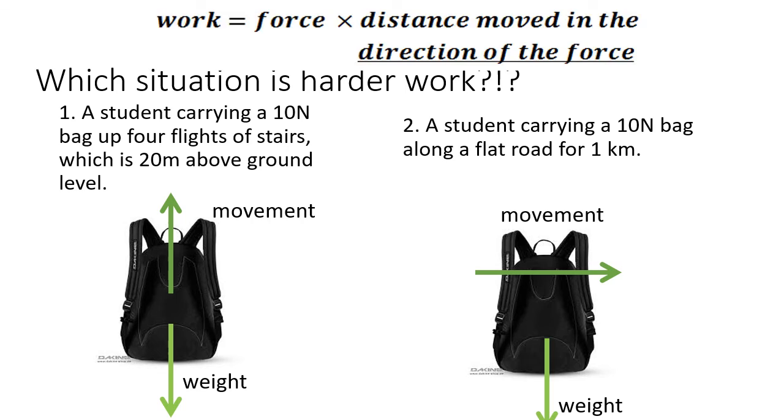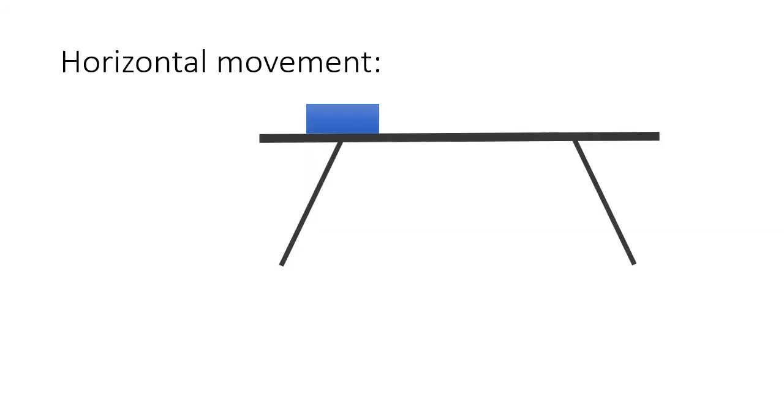According to the definition I have told you, the force and distance should be in the same direction or parallel to each other. There is another example of considering the direction. You can see if a box is placed on the table, its weight is acting downward, its movement is in that direction on the horizontal.